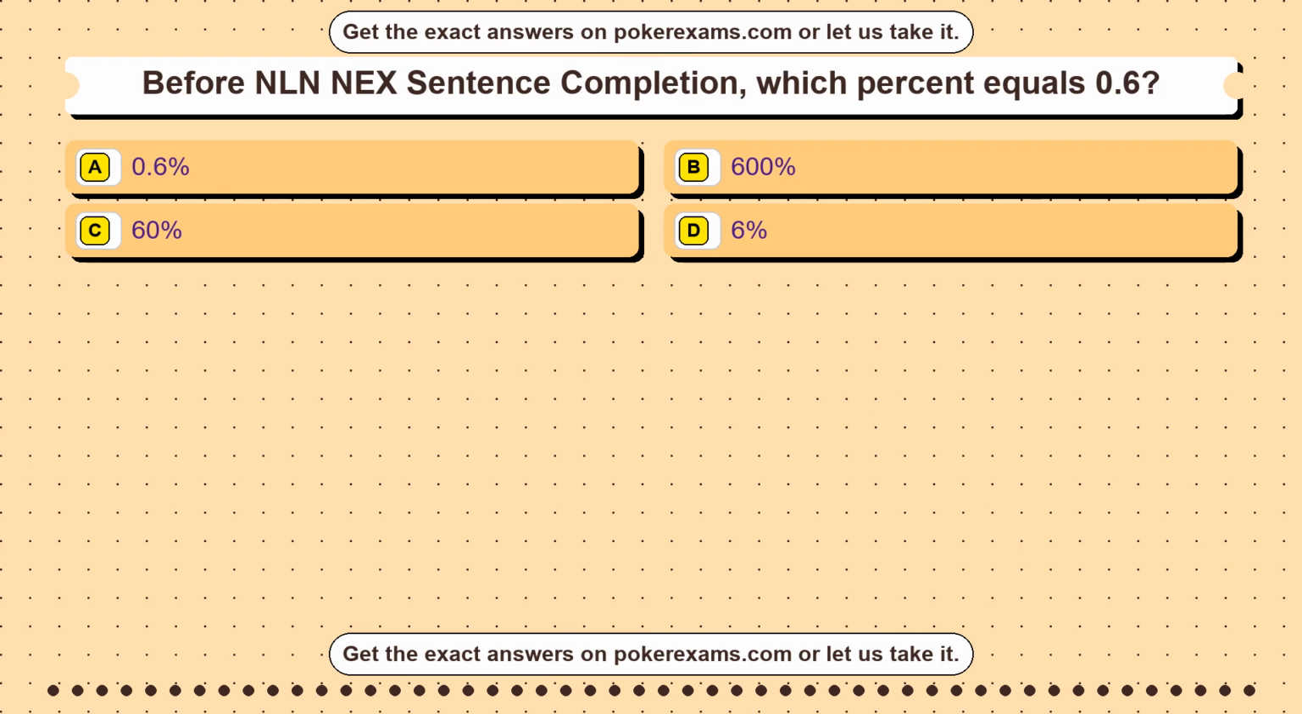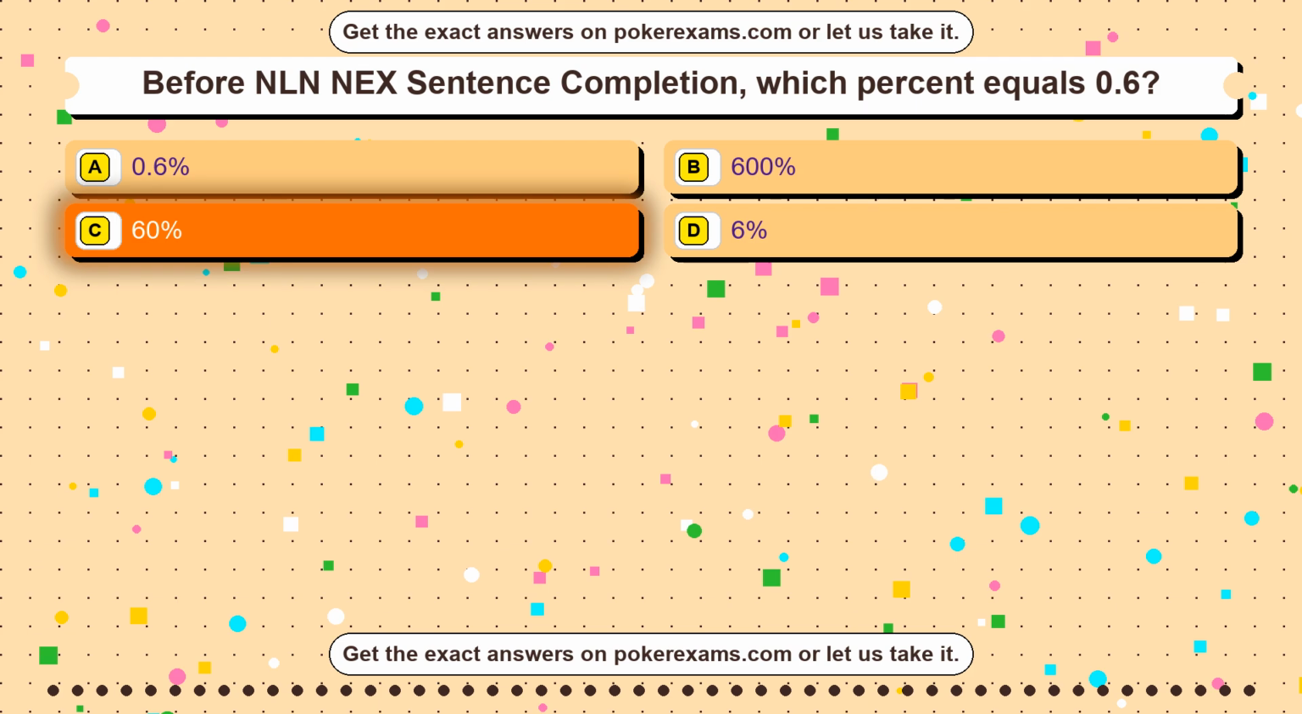Question 15. Before Get Science Review, which organism is a producer? Option A, hawk. Option B, mushroom. Option C, grass. Option D, rabbit. The correct answer is option C.